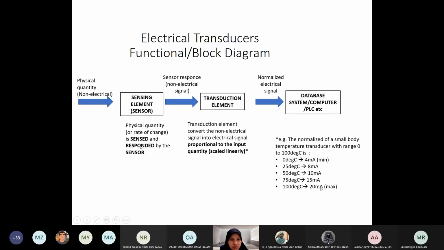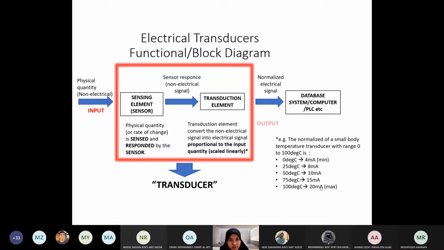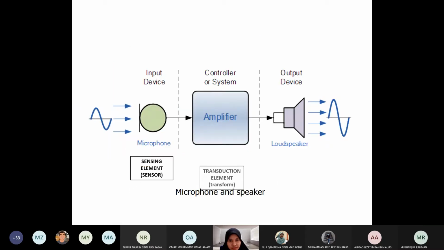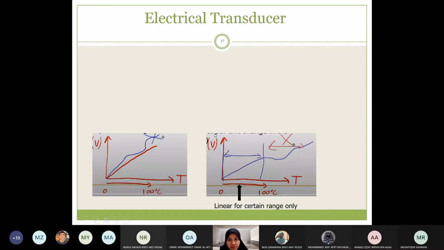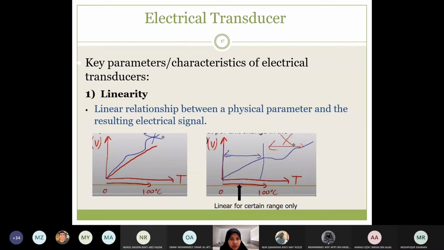So this is the sensing element, the transduction element, and the output can be analog, digital, or FM. The sensing element, okay, this is a microphone and speaker. This is the transduction element. Okay, there are a few parameters of an electrical transducer. The first one is linearity, a linear relationship between a physical parameter and the resulting electrical signal.